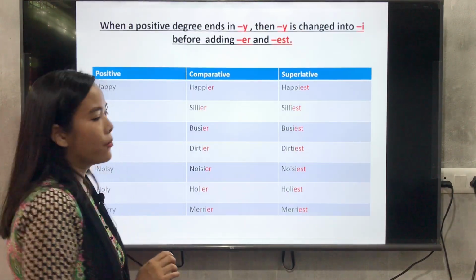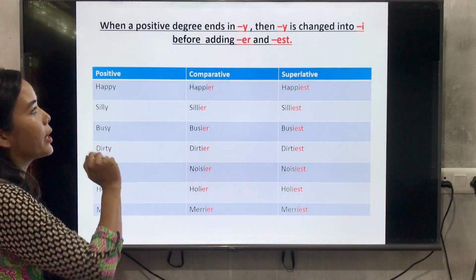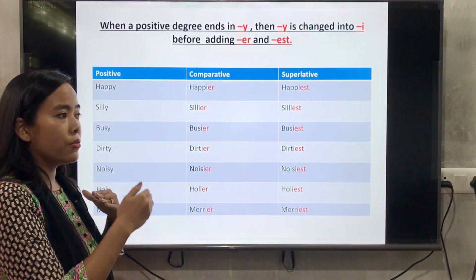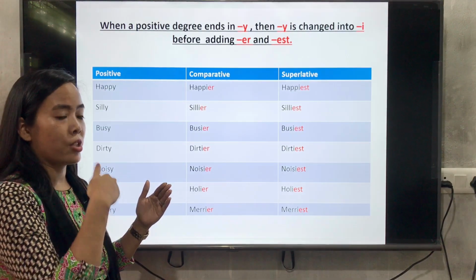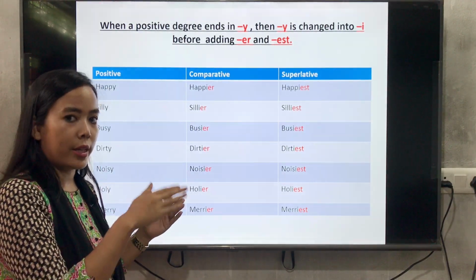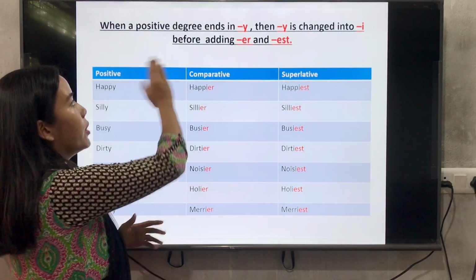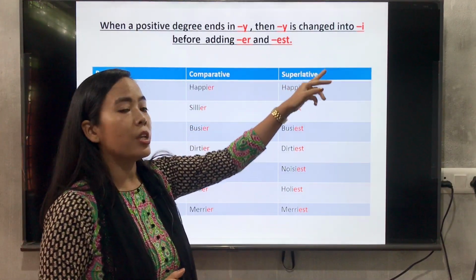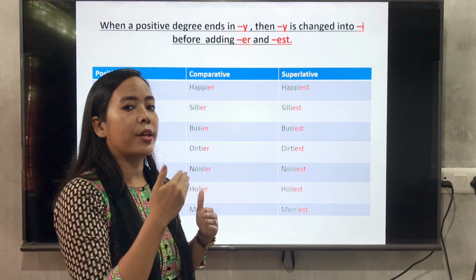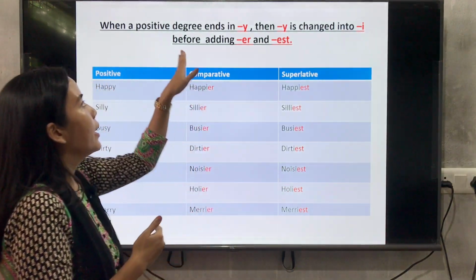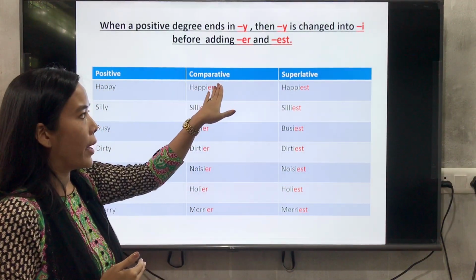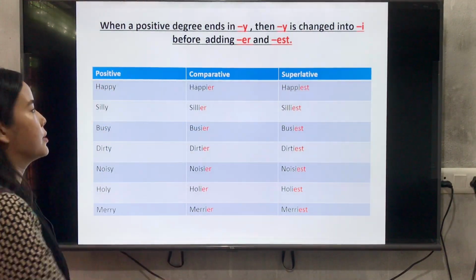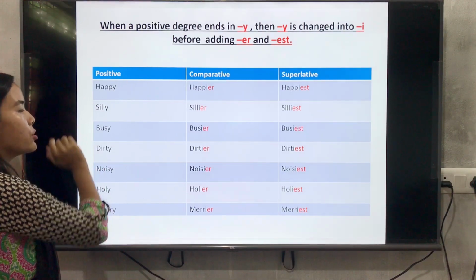Now, the next case. When a positive degree ends in letter Y. Just now we studied when a positive degree ends in letter E, then we need to just add R to make it comparative and ST to make it superlative. Here, when the positive degree ends in letter Y, then Y is changed into letter I. We need to change letter Y into letter I before adding ER to make the comparative form and EST to make the superlative form of degree. Let's see the examples. Happy. So what have you noticed?